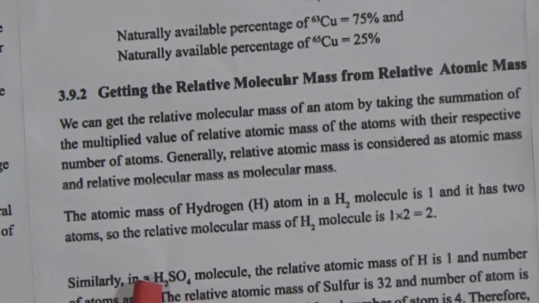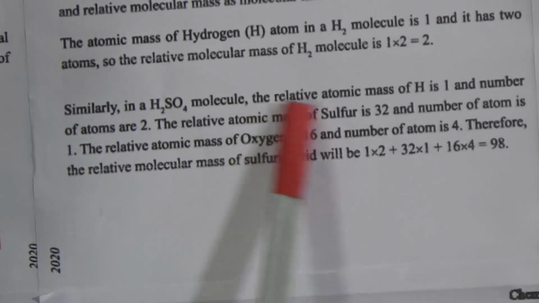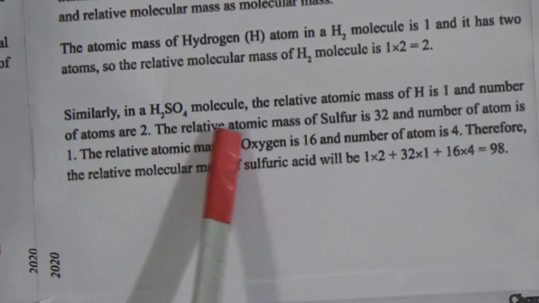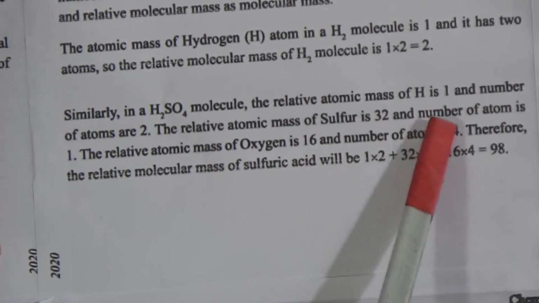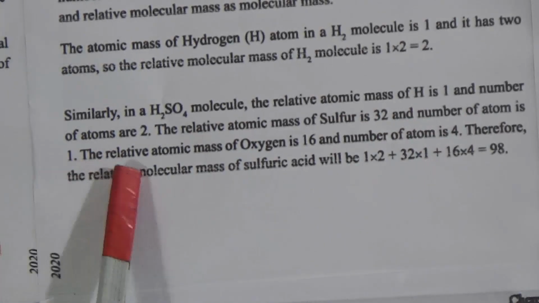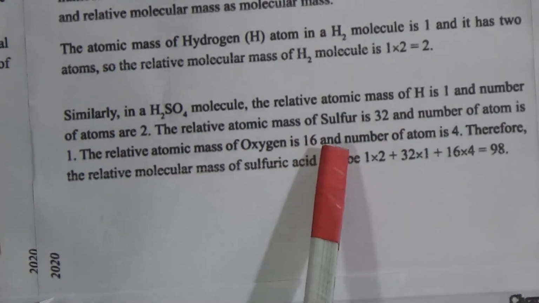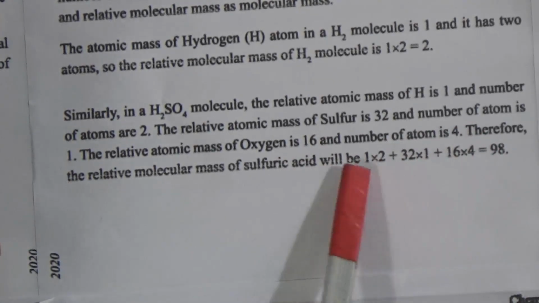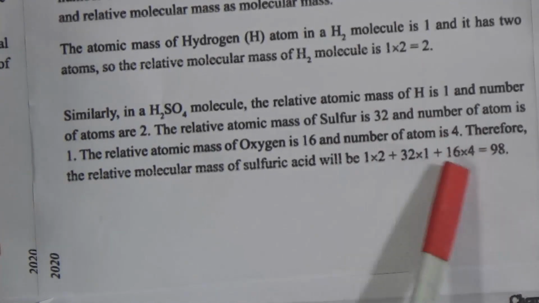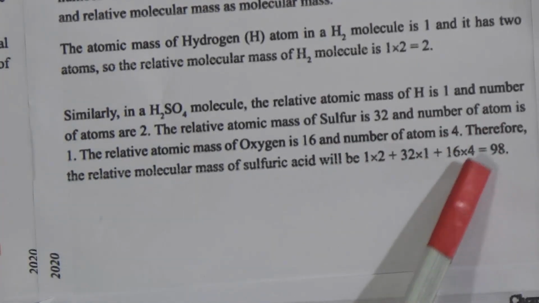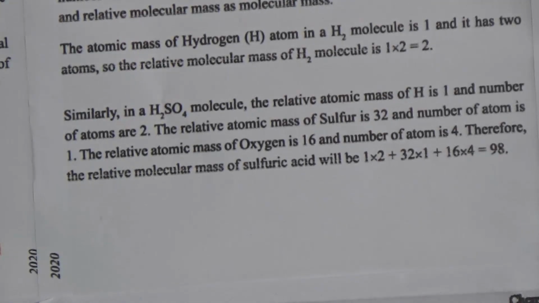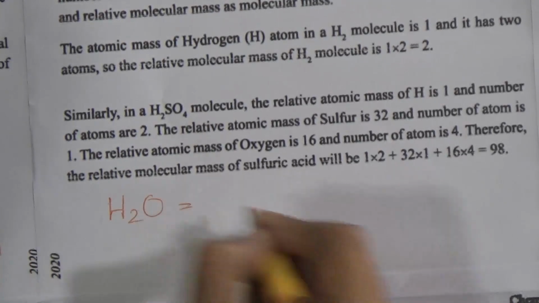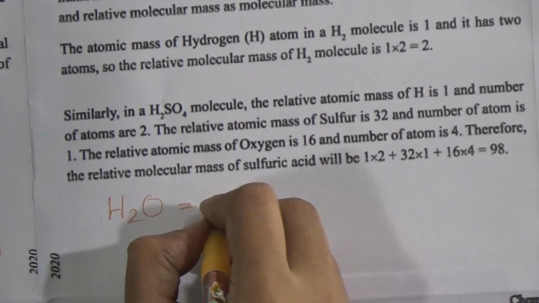Similarly, we can find the relative molecular mass of sulfuric acid. The relative atomic mass of hydrogen is 1 and the number of atoms is 2. The relative atomic mass of sulfur is 32, the number of atoms is 1. The relative atomic mass of oxygen is 16, the number of atoms is 4. By following this formula and process, we find the relative molecular mass of sulfuric acid is 98.